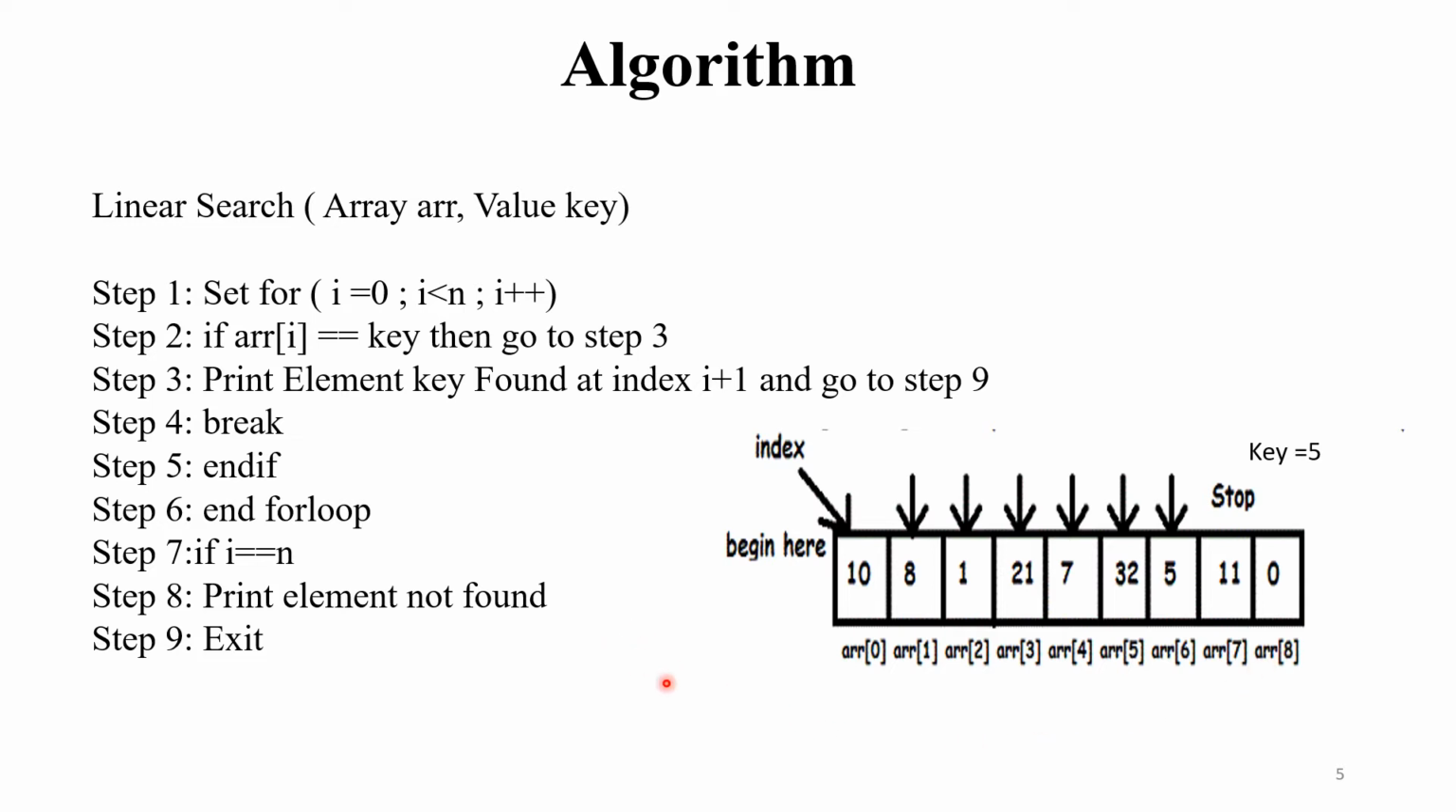In this algorithm, there are two important steps. First step is the for loop, that is I is equal to 0, I less than n and I plus plus. And the second step is array of I is equal to key. We compare elements one by one. If the element is found, then print that the element is found at that particular position.